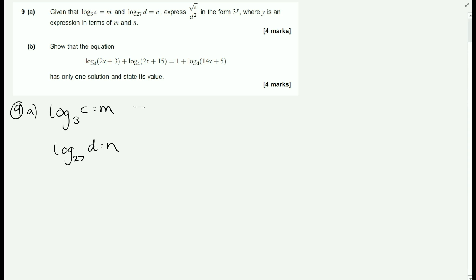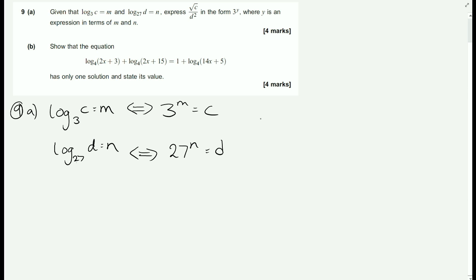So this is the equivalent to saying 3 to the power of m equals c, and this is equivalent to saying 27 to the power of n equals d. So that's done through the definition of what a logarithm actually is. It's the power that you put on 27 to get d, the power you put on 3 to get c. So we've got our two equations here, and that's your first mark.